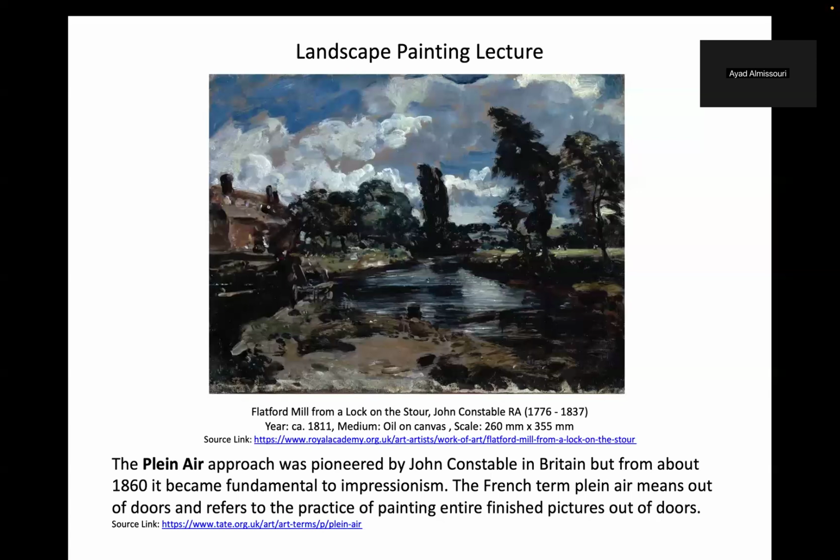Impressionism. The French term plein air means out of doors and refers to the practice of painting entire finished pictures out of doors. I want everybody to remember that obviously you have the option and opportunity to select any photographic reference to your choosing for the landscape painting assignment.